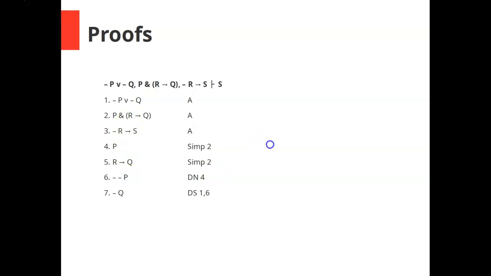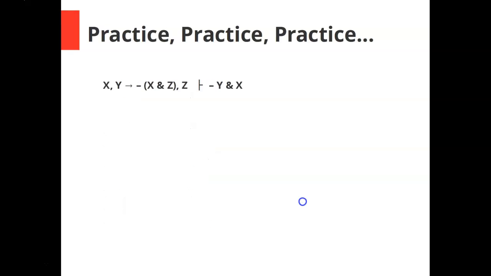But now we can use 5 and 7 with the rule of modus tollens to get not R. We have a conditional and the negation of the consequent, so we get the negation of the antecedent. But with 3 and 8, now we can just get S with the rule of modus ponens, and we are done.